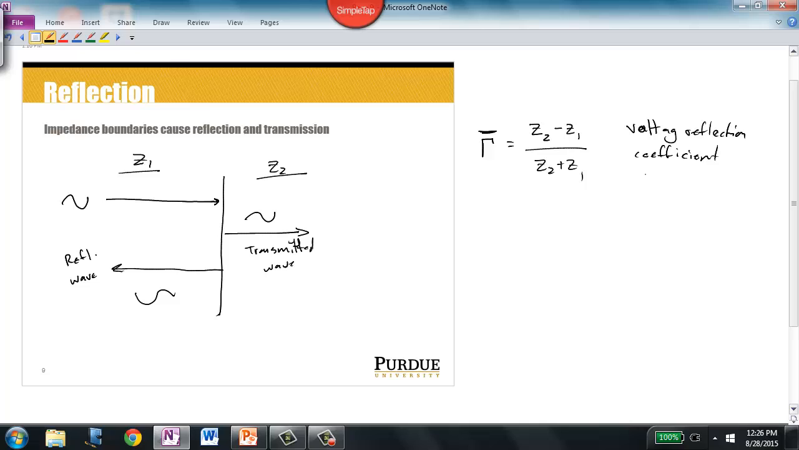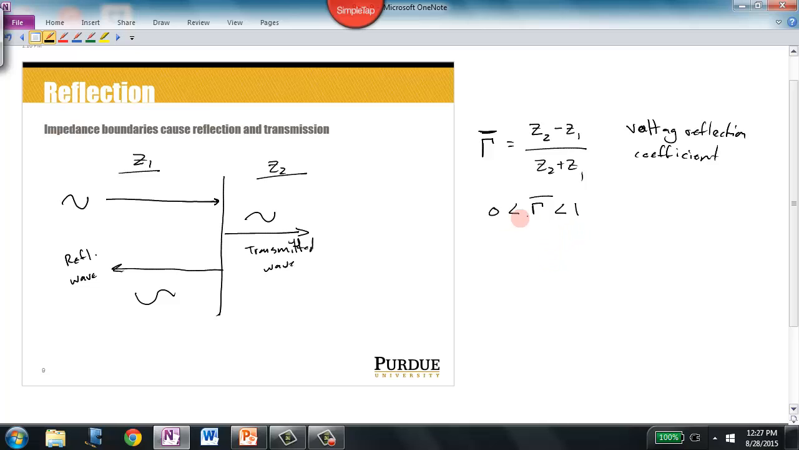Now, if you think about it, what is going to happen here? The wave is going to reach this impedance boundary, and either at one end of the spectrum, all of it's going to be transmitted through, or at the other end of the spectrum, all of it's going to be reflected. So the reflection coefficient tells us how much of it is actually reflected. So the minimum value of the wave that can be reflected is 0, and the maximum amount of the wave that can be reflected is 100%. So always remember that these reflection coefficients are going to range between 0 and 1.